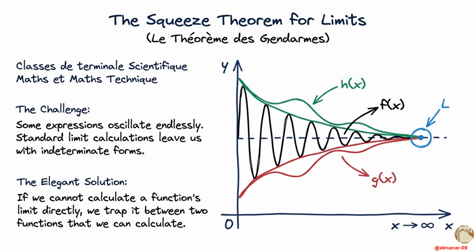The elegant solution? If we can't calculate a function's limit directly, we trap it between two well-behaved functions that we can calculate. It's like having two police officers escorting a suspect. If both officers are heading to the same station, the suspect has no choice but to go there too. This theorem is a game changer for handling those tricky expressions that just won't settle down.